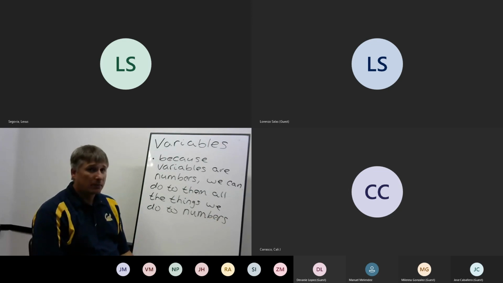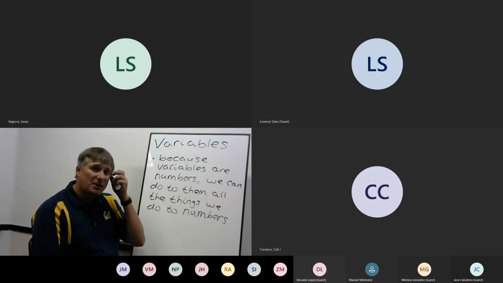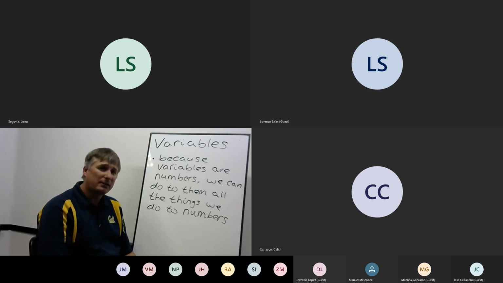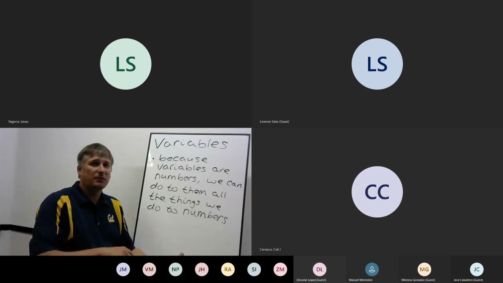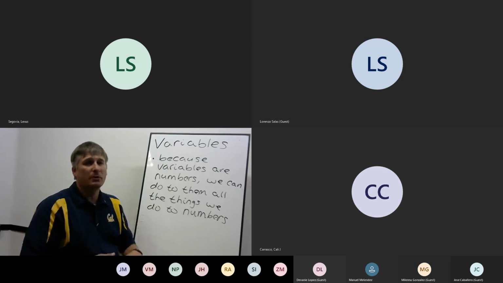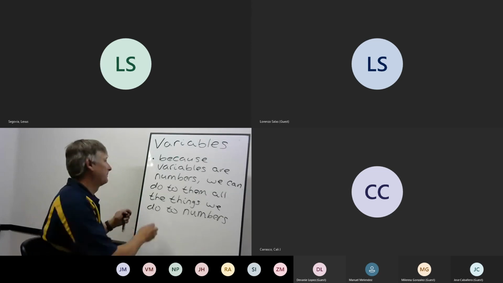Because variables are numbers, we can do to them all the things that we do to numbers. The only thing that stops us is we might not know exactly what number we're dealing with. So we might have to wait until, as I mentioned earlier, we discover or are told which number the variable is.